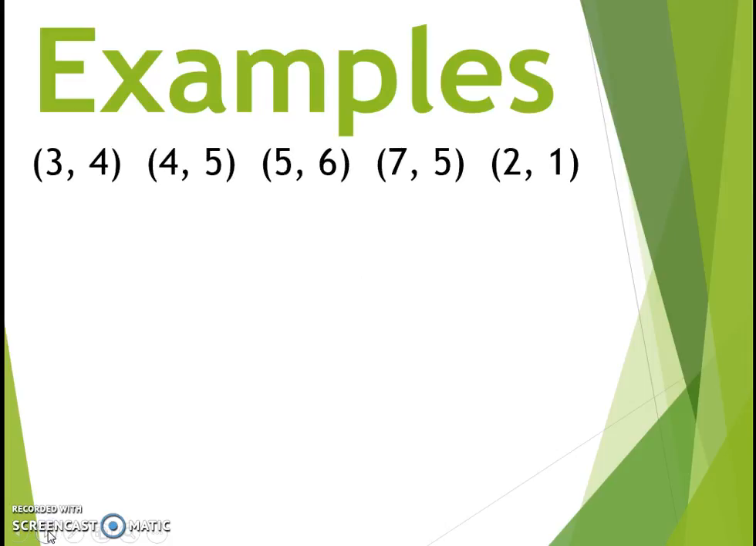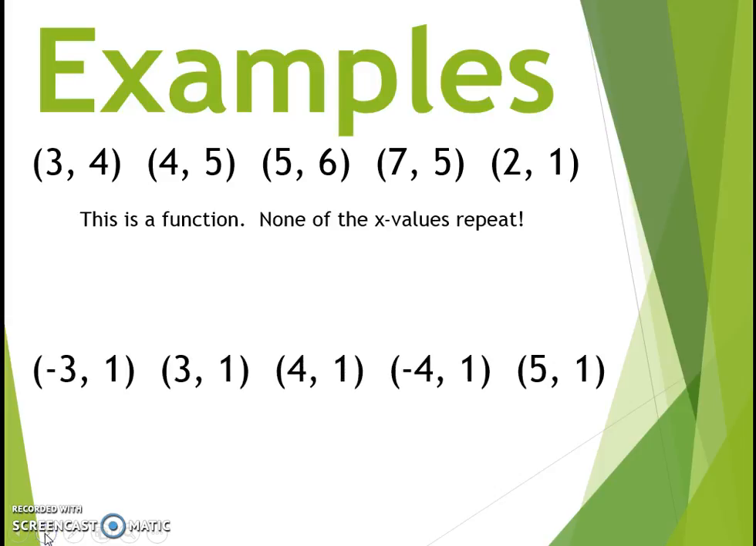Here's a list of points. Remember, our domain is our x values, so 3, 4, 5, 7, 2. These only have one y value. The 3 only has 4. The 4 only has 5. The 5 only has 6, and so on. None of our x values repeat. If our x values repeat, that's a signal that, hey, that is not a function.